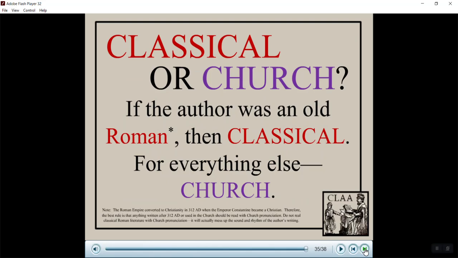There's an important question that we need to answer. If you were walking through a library and picked a book off a shelf and that book was written in Latin, how would you know if you should use classical pronunciation or church pronunciation? There's a very simple rule to help you decide which pronunciation you should use. If the author of a book was an old Roman, then you should use classical pronunciation. For everything else, you should use church pronunciation.